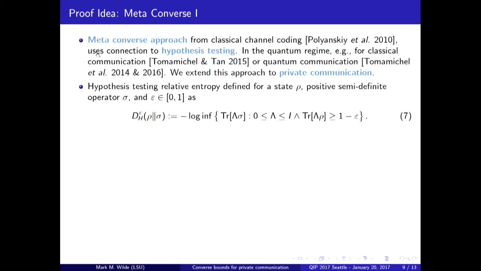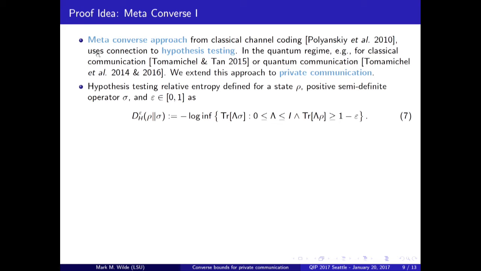And you can think of it as being like a relative entropy. It obeys a data processing inequality. So it's a function of two states, rho and sigma, and a quality parameter epsilon. And the idea is to minimize the type 2 error of misidentifying sigma subject to a constraint that you identify rho with probability larger than 1 minus epsilon.